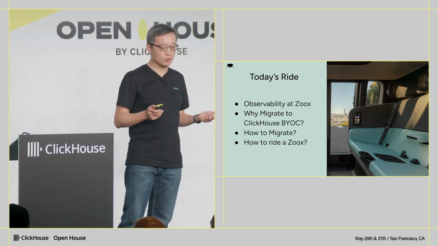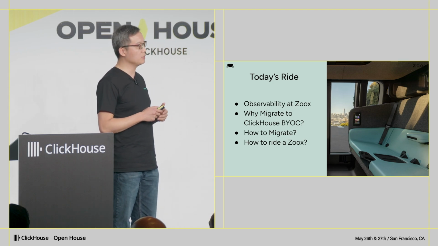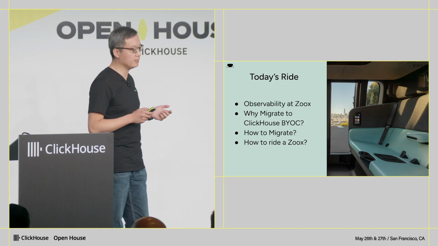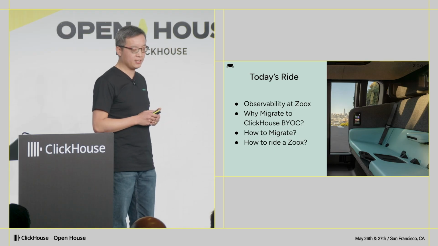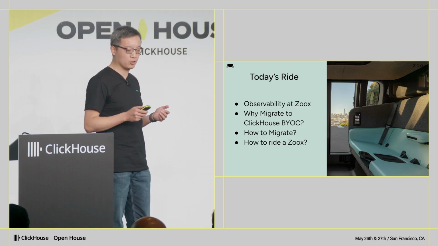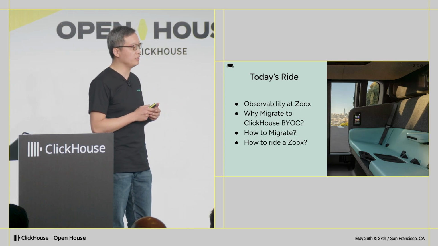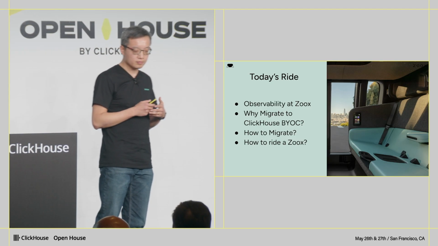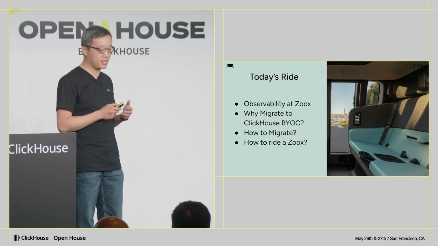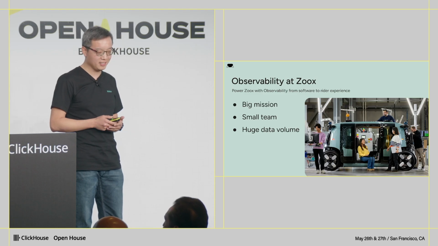So today's ride: the first station is observability at Zoox. I will talk about the observability team's mission, the technical architecture, and also some of our challenges. Then we will move on to why ClickHouse BYOC solves our problem, and some of the technical highlights about this migration. The last station is how to ride Zoox. I will share how to get to ride Zoox, like I mentioned.